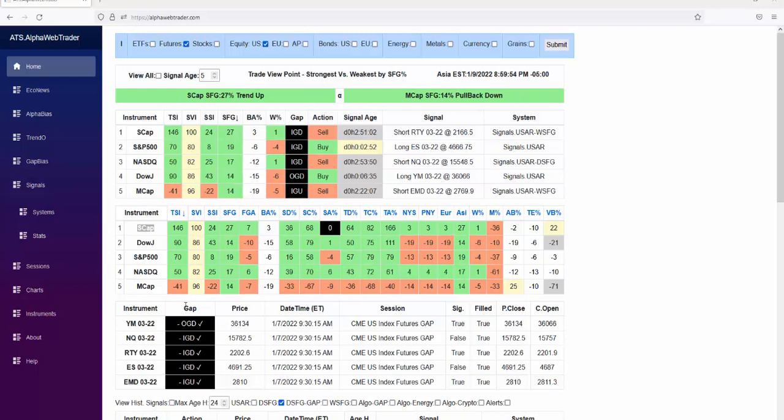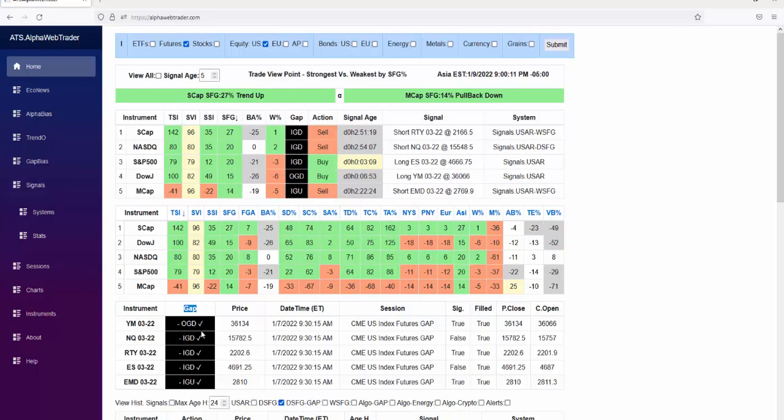The other thing, if you look below here, we have a gap indicator, right? And we use this, and the basic premise of this is inside gaps tend to fill. Outside gaps, if they can't fill them in the first 30 minutes, the market tends to trend the rest of the morning in the direction of the gap, sometimes the rest of the day.